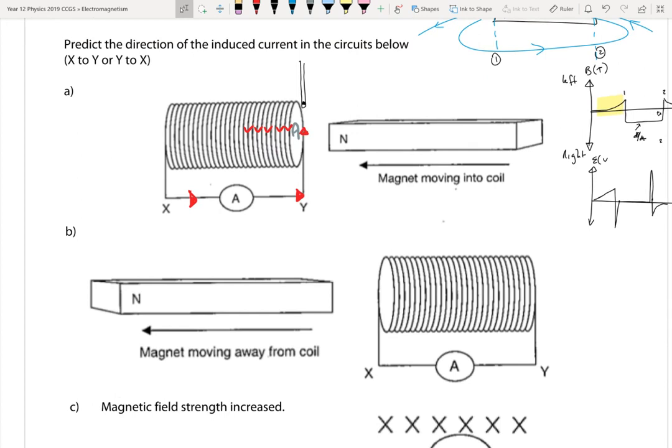Set a south pole up here, and then figure out the direction that the current must flow to produce that induced magnetic field. So you can do that, but really I would want you to use the proper method: what is the area bounded by the coil experiencing, and figure out what Lenz's law opposes.